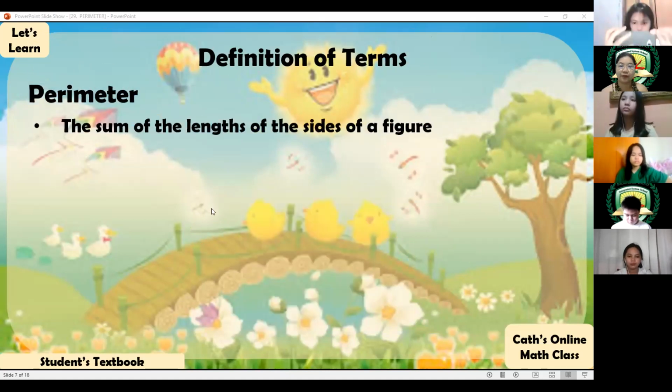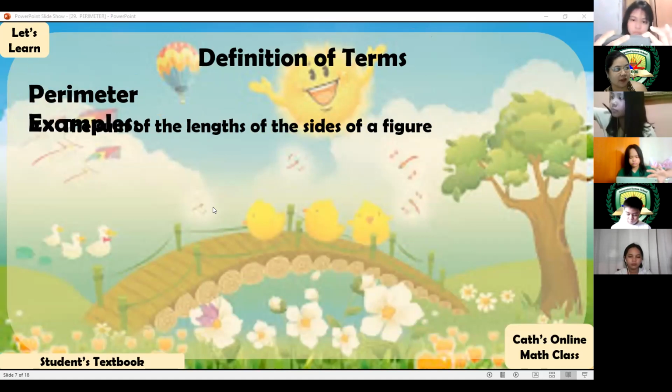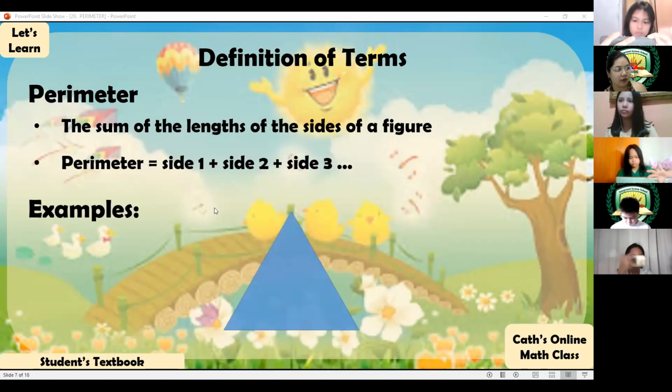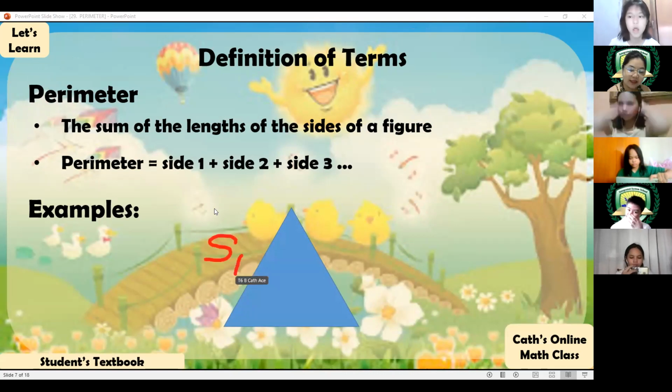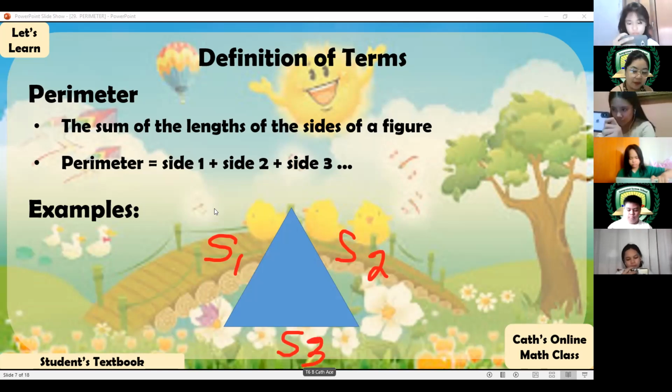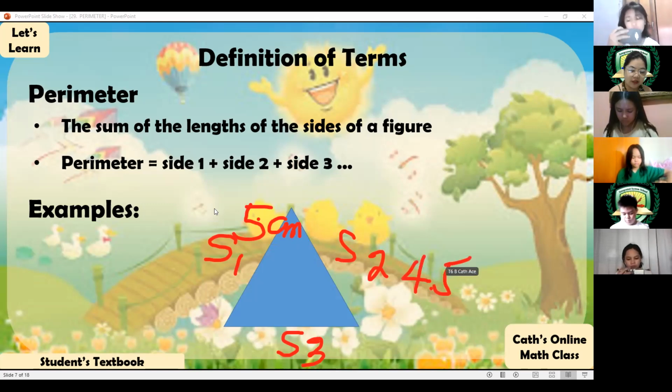Now, a perimeter is the sum of the lengths of the sides of a figure. Ito yung total distance around. Example, we have here the triangle. If we are going to compute the perimeter of a triangle, we need to add all its sides, kahit ano pa yung side na yan. For example, this one is 5 centimeters, this one is 4.5 centimeters, and this one is 5 centimeters as well.